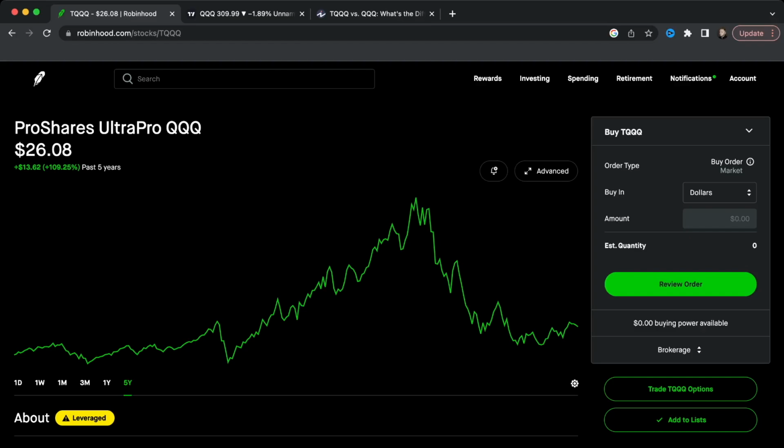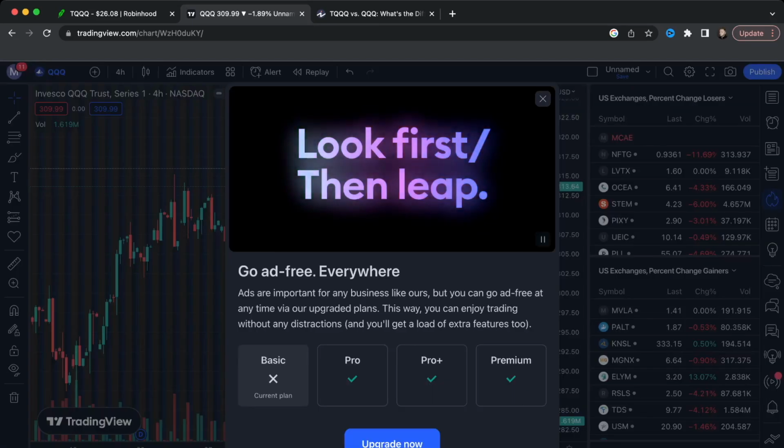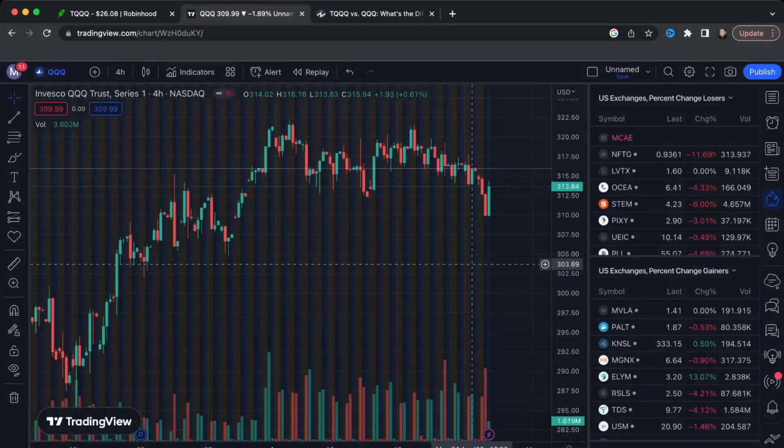The one that I have open right now is TQQQ. A lot of you guys are going to know what QQQ is, or SPY. It's also going to cover just the actual markets. No, I don't pay for TradingView, so yes, these ads pop up for me every time I get on here.